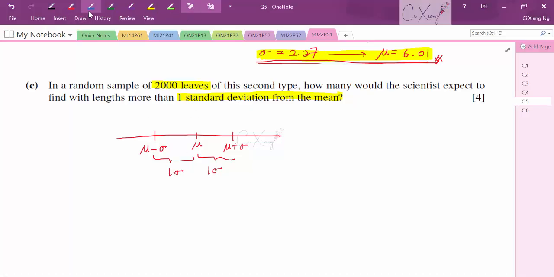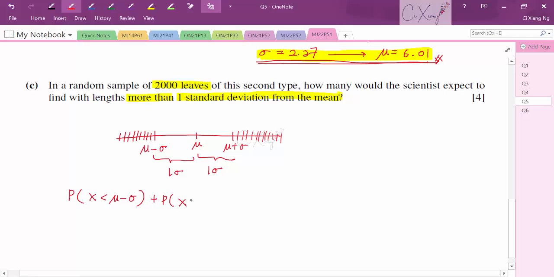And when they want us to calculate a probability, they are looking for more than one standard deviation from the mean, which means that the area or the probability that we want to find will belong to this part and also this part, because these two parts are at a distance of more than one standard deviation from the mean. So to calculate the probability for these two areas, you can write it out this way. We want to find the probability where x is smaller than mu minus standard deviation, and also the probability that x is greater than mu plus standard deviation.